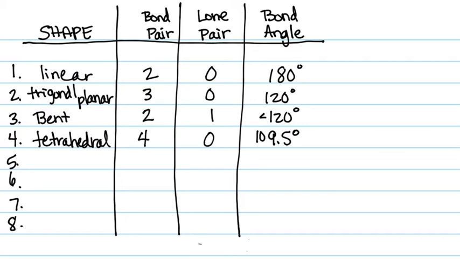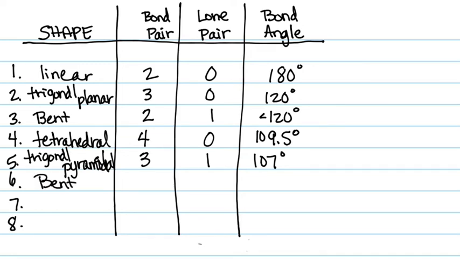After tetrahedral, we had trigonal pyramidal. And we had 4 total pair, but it's 3 bonding, 1 lone pair for 107 degrees. And then after that, another bent or angular. Again, 4 total pair, but this time it was 2 and 2 around the central atom. And our angle was 104.5 degrees. You can see our bond angles, the more that's going on around that central atom, just keep getting squeezed tighter and tighter together.